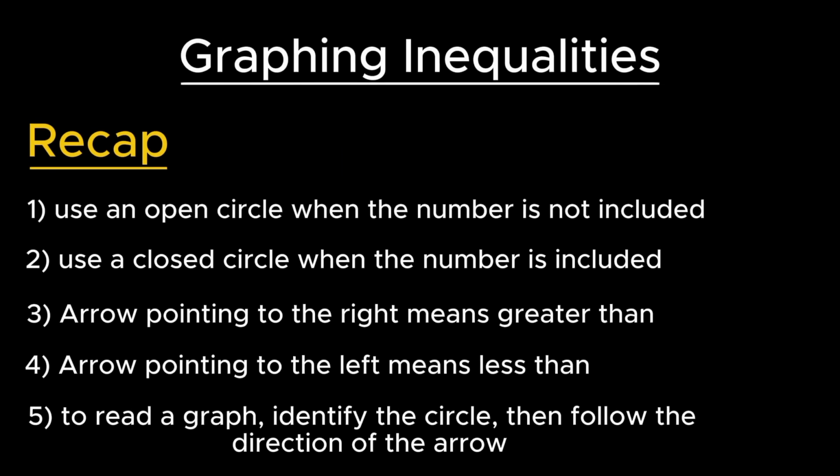Just to go over what we have learnt. Use an open circle when the endpoint is not included. Use a closed circle when the endpoint is included. Draw the arrow to the right for greater values. Draw the arrow to the left for smaller values. To read a graph, first identify the circle, then follow the direction of the arrow.